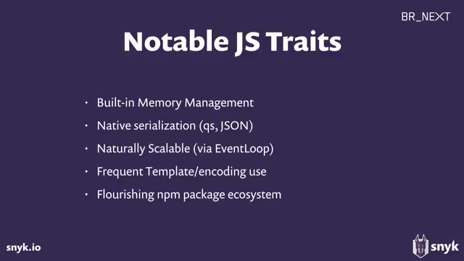Some are just sort of scripting traits, and some are specific to JavaScript around built-in memory management and native serialization with JSON, and the fact that it's naturally scalable. Various great capabilities that help us be productive, right? Helps us run faster. And those are amazing capabilities, and they're core, and they are indeed parts of the reason that JavaScript is so successful, and that in general we can create these awesome things.